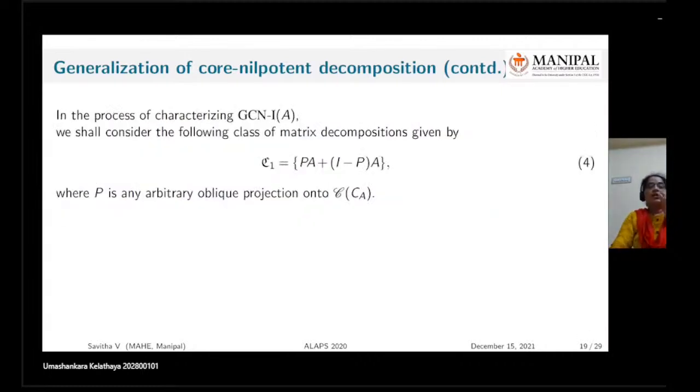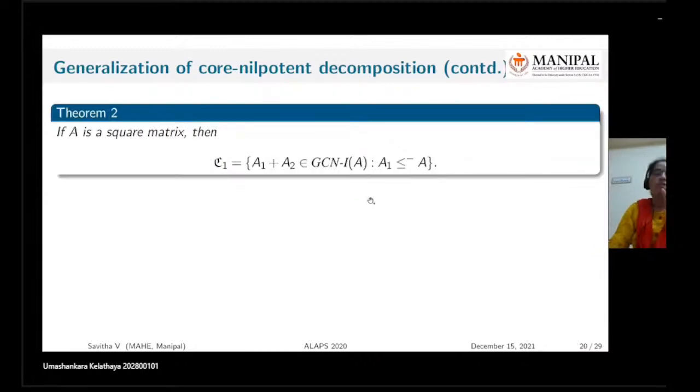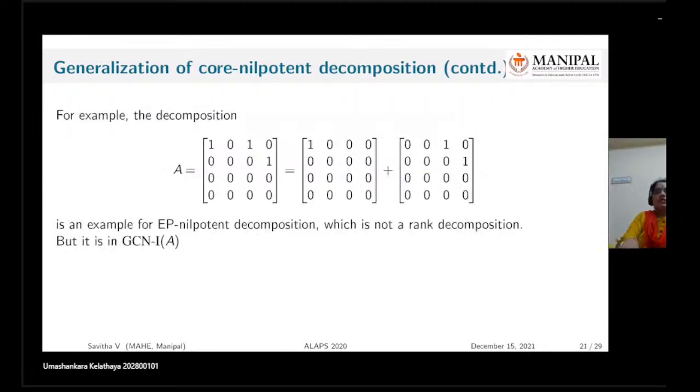And now we consider the class C1 given by the class of matrices PA plus (I minus P)A, where P is any arbitrary oblique projection onto the column space of C. And we got that if A is a matrix, then the class C1 defined above is equal to the class A1 plus A2 belonging to GC1 of A with the condition A1 less than or equal to A under the minus partial order.